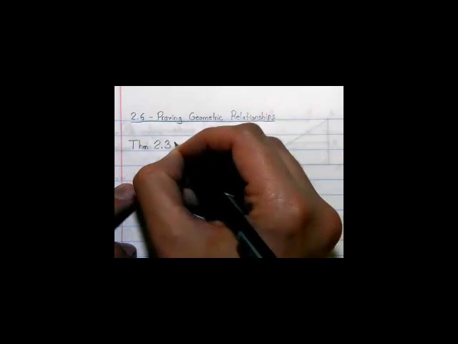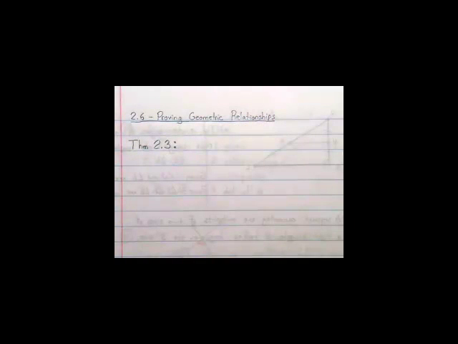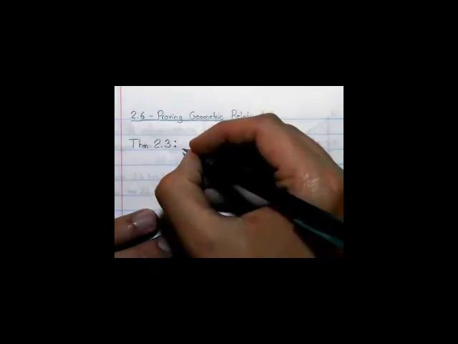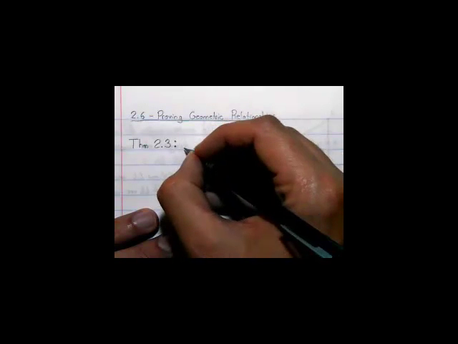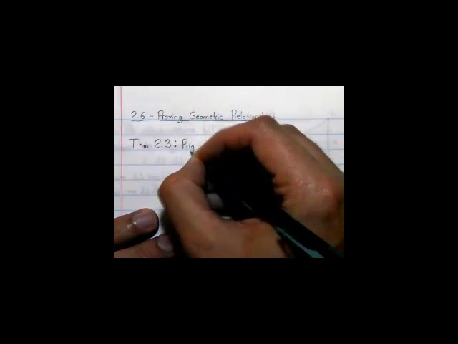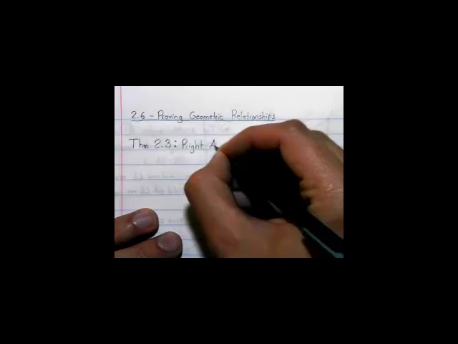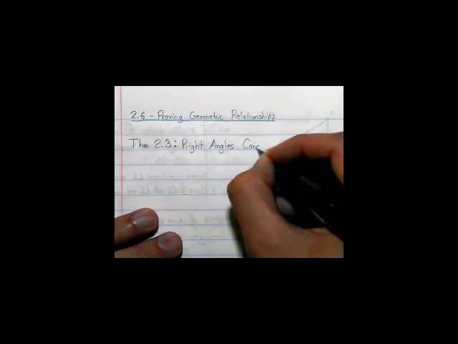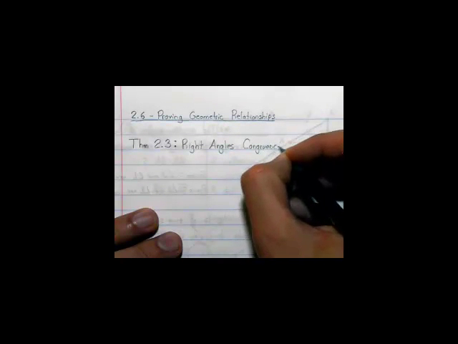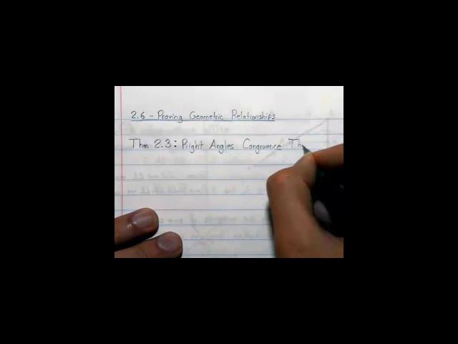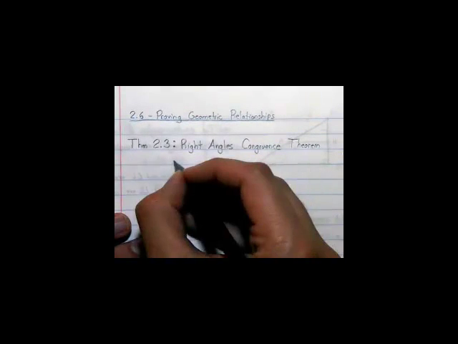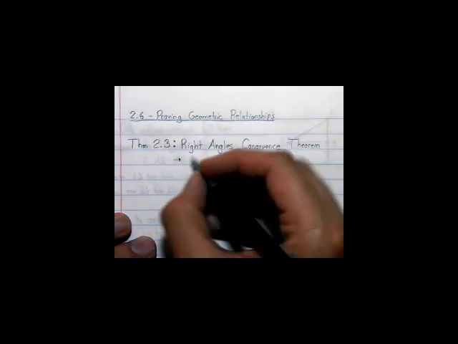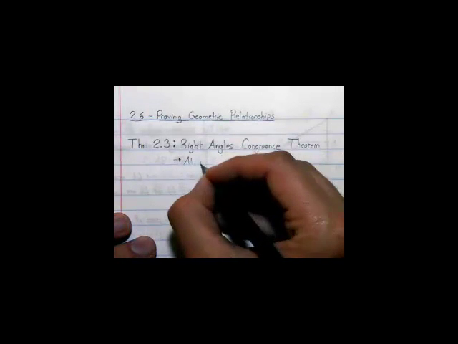But the first one, Theorem 2.3, this is a pretty easy one. This is called the right angles congruence theorem. And the right angles congruence theorem simply states all right angles are congruent.